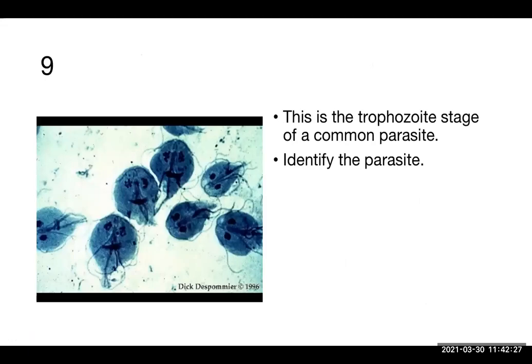Now, let's move further. This is the trophozoite stage of a common parasite. So identify the parasite. This is so classical that once you see, you can remember it all the time. What is this? Giardia lamblia. Yes, Giardia, exactly. This is the trophozoite phase of Giardia lamblia. Now, what type of disease is caused by Giardia? What problem is caused by Giardia?